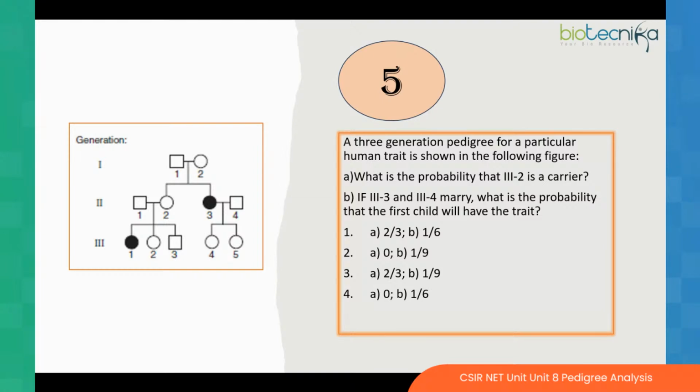A 3-generation pedigree of a particular human trait is shown in the following figure. There are two associated questions. First is, what is the probability that 3 2 is a carrier? So who is 3 2? This is 3 2. You have to find out what is the probability that 3 2 is a carrier. Next, you have to find out that if 3 3 and 3 4 marry, what is the probability that their first child will have the trait?